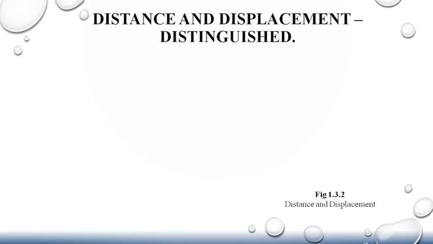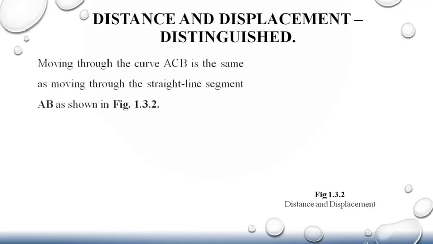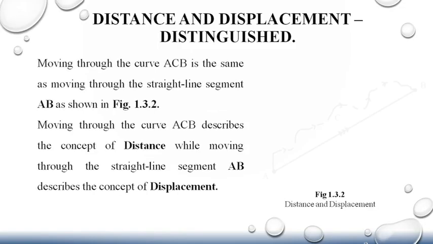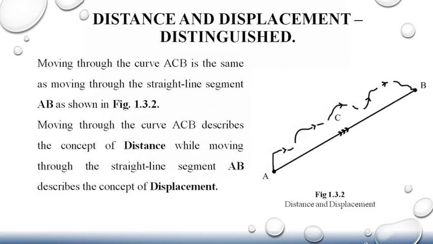Distance and displacement distinguished. Moving through a curve ACB is the same as moving through the straight line AB, as shown in figure 132. Moving through the curve ACB describes the concept of distance, while moving through the straight line segment AB describes the concept of displacement, as shown in figure 132.